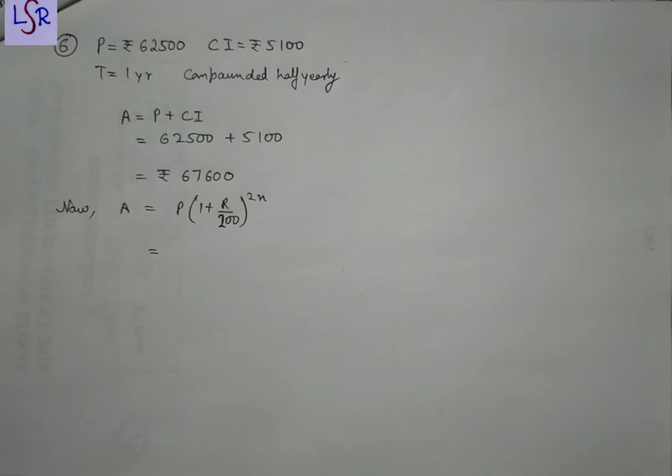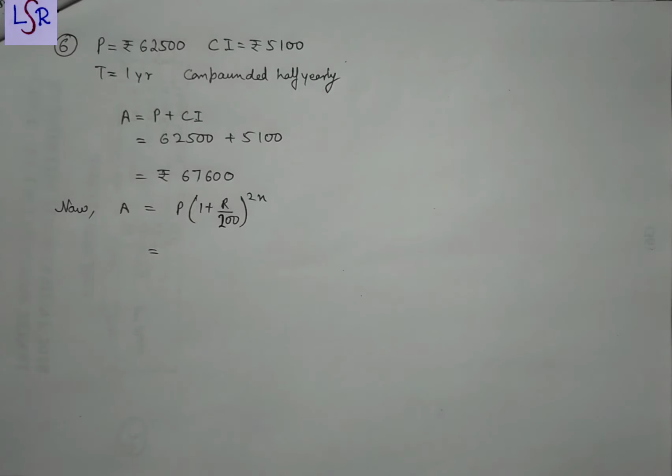Now in question number 6 we have: at what rate of interest per annum will the sum of rupees 62,500 earn a compound interest of 5,100 in 1 year, with the interest compounded half yearly? We have to find the rate for this question. Very first of all we have to find the amount by adding principal and CI. Here we get the value of the amount and now we'll find the rate.